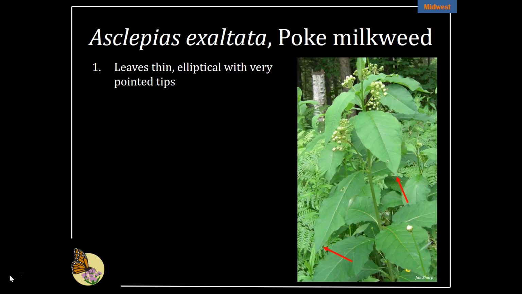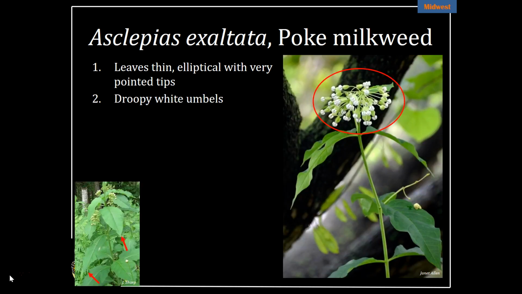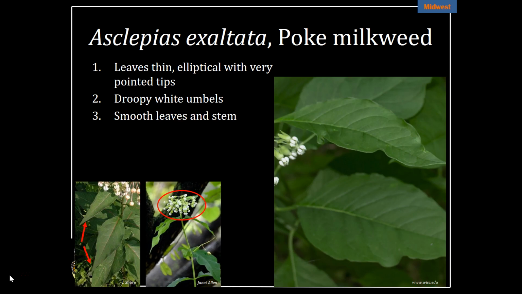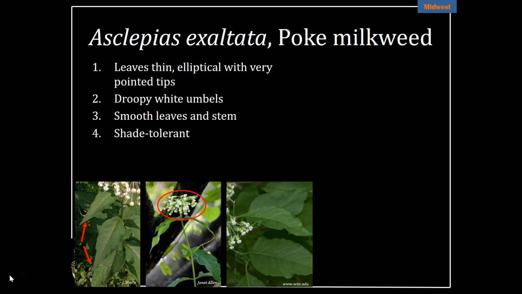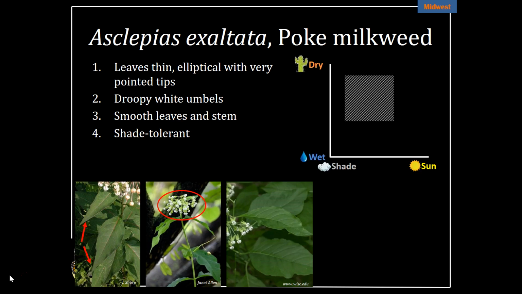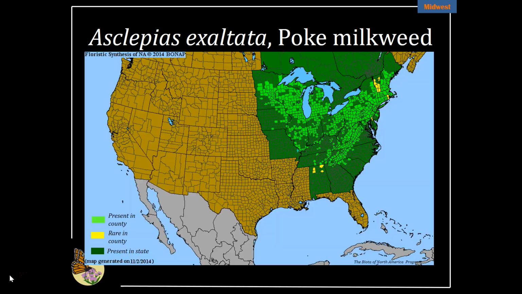Asclepias exaltata, or poke milkweed, has thin, elliptical leaves with very pointy tips. It has large, droopy, white umbels at the top of the plant. The leaves and the stem are smooth and hairless. This is the only shade-tolerant milkweed in the Midwest. It can grow in woodlots and mostly shaded conditions and prefers drier soils. The bright green on this map shows where poke milkweed is commonly found.